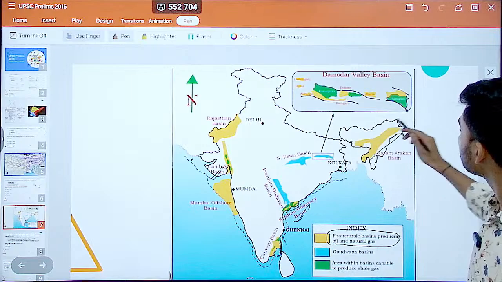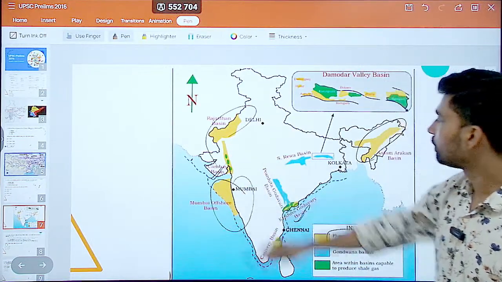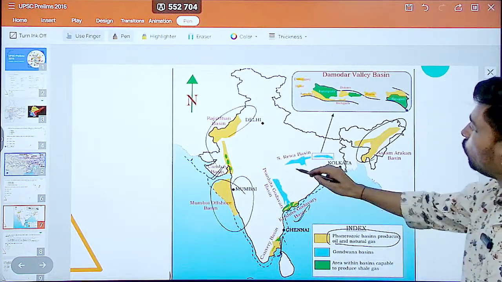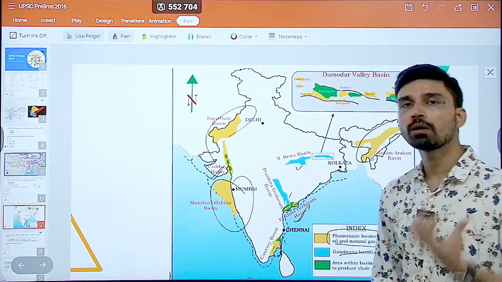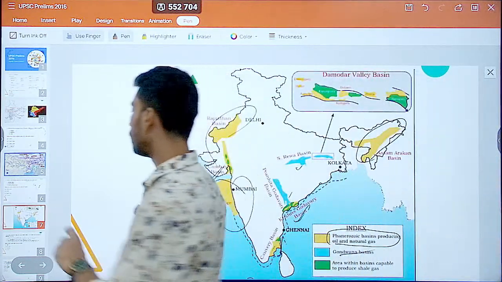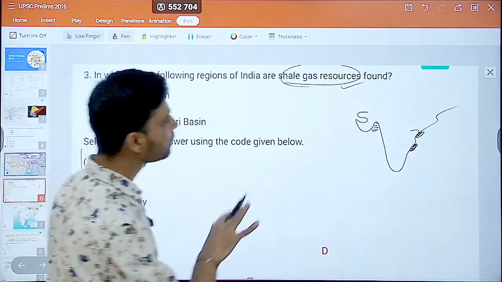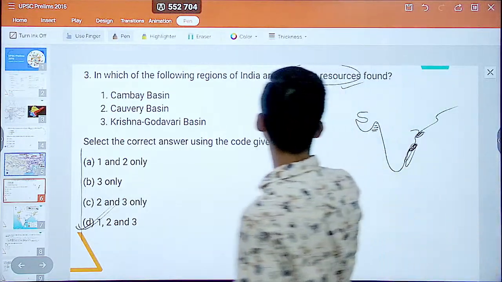Apart from that, Assam Arakan Basin, Rajasthan Basin and Mumbai Offshore Basin are the regions where else you can find the shale gases. The blue regions mentioned here are Gondwana basins, where you will find the abundance of coal, not shale gases. So that is why the correct answer here will be D. All the three places are where you can find shale gases.